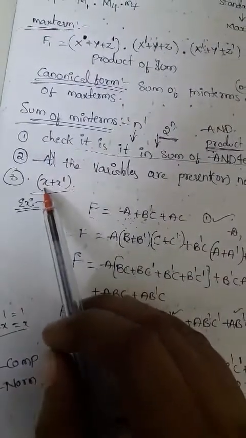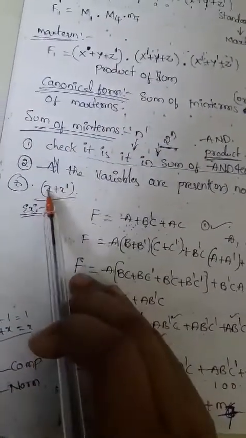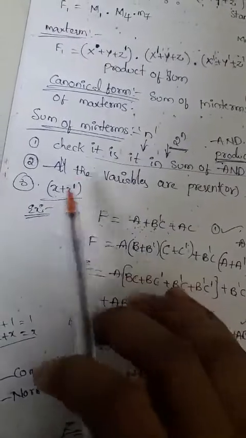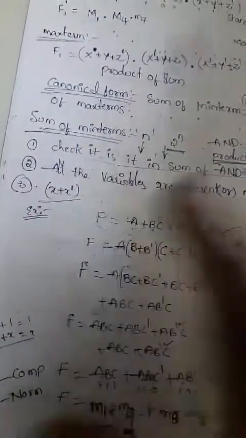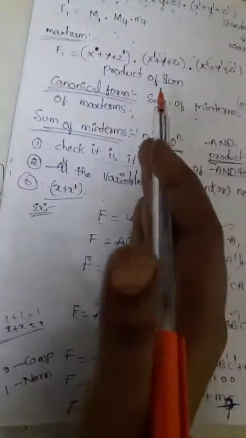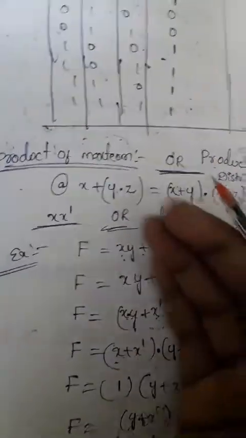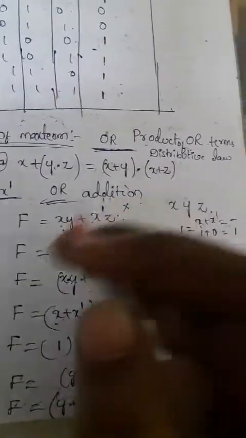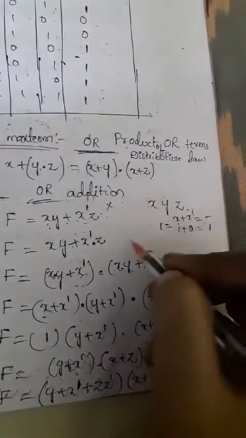But if any variable is missing, the third step is, that term is multiplied with ANDed logic, that is x plus x complement. So this x plus x complement logic is used if any variable is missing for sum of minterms. Like that, in product of max term, that is POS form, if any variable is missing, the logic is distributive law, that is it is multiplied with x into x complement, like this.